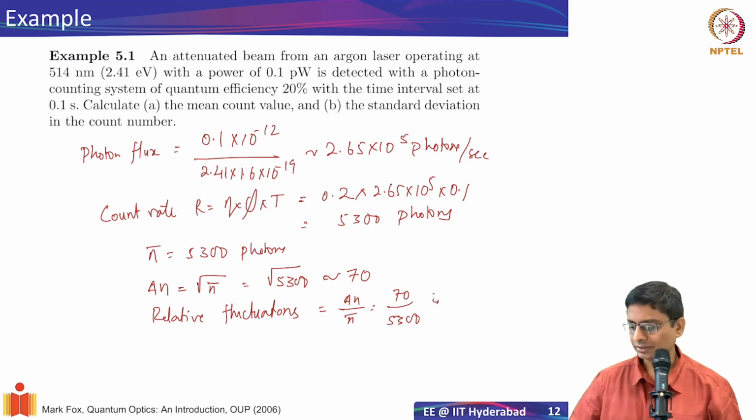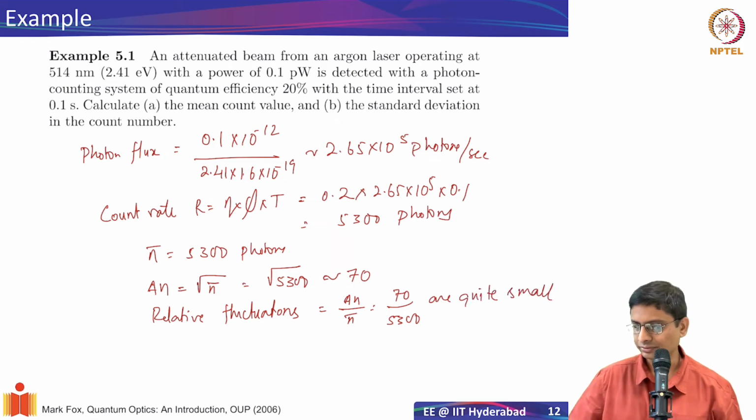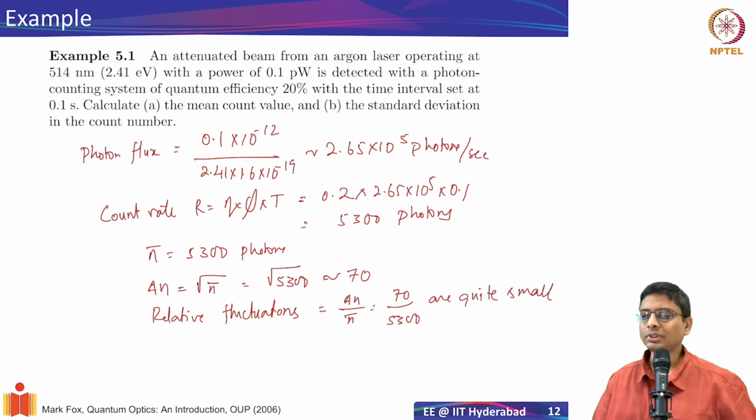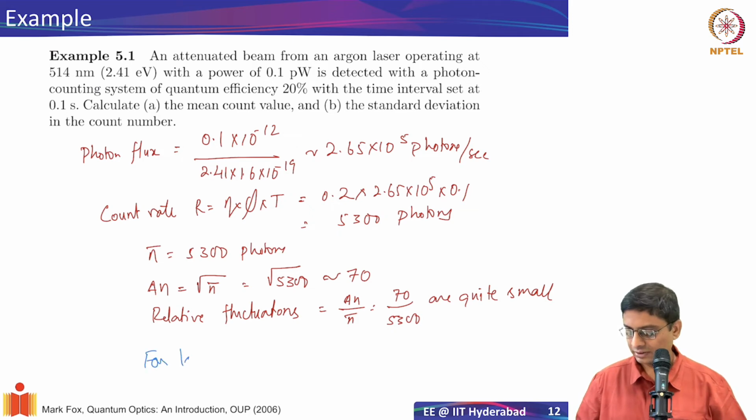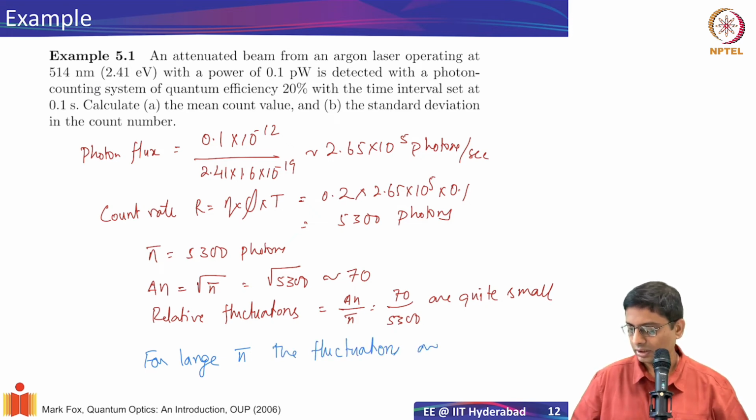This is quite small. Relative fluctuations are quite small, or negligible. Okay, that's the thing. When you have a large photon number, the fluctuations are insignificant. We have 5300 photons, the mean number of photons. For large n bar, the fluctuations are insignificant.